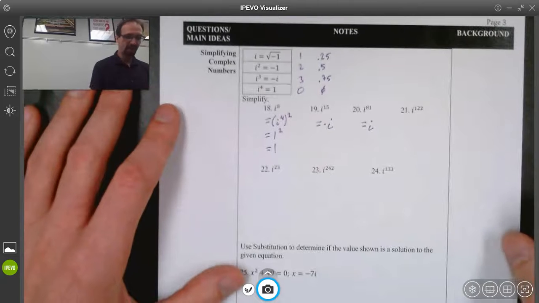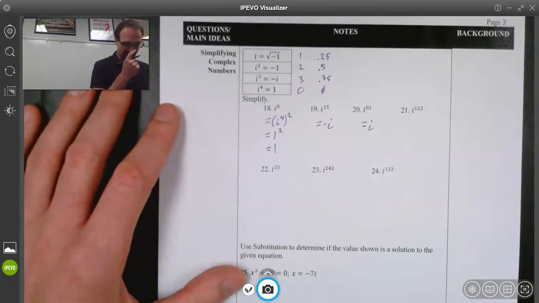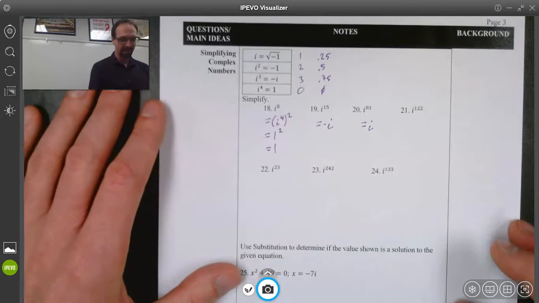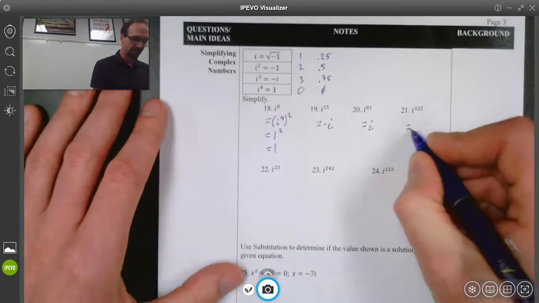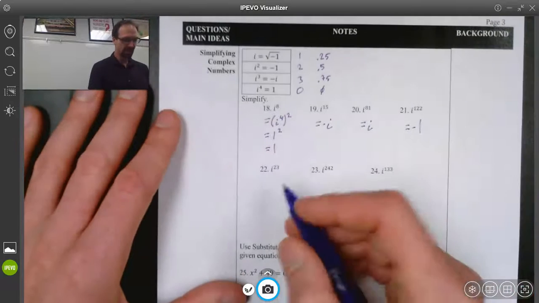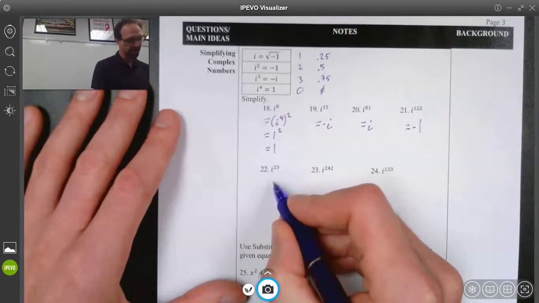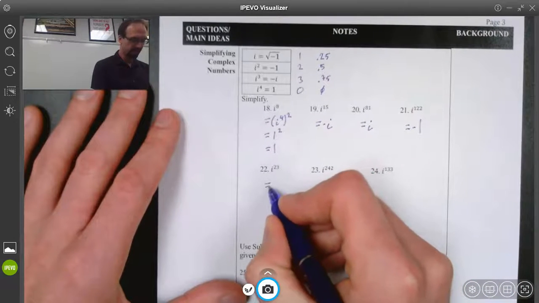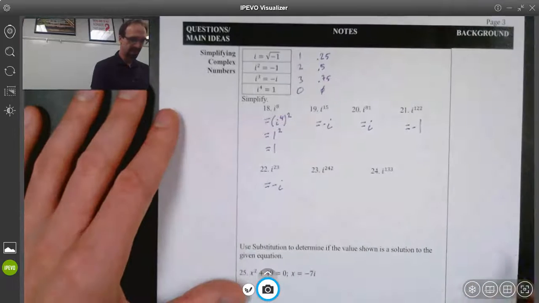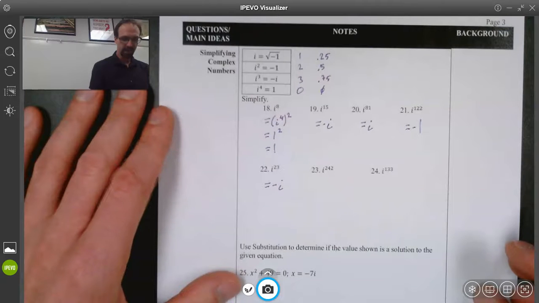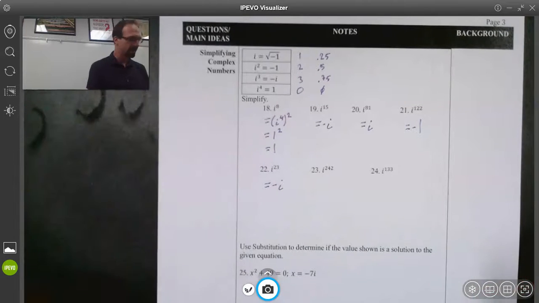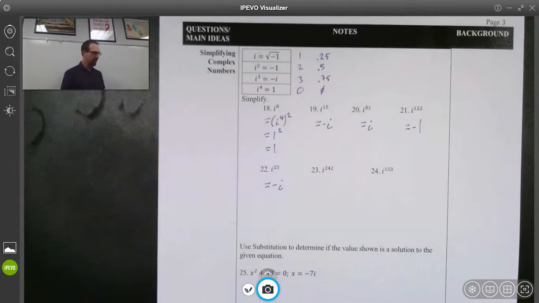i to the 122nd. i to the 4th is going to go into that, 120 times evenly. So I'm going to have i squared left over. So that's going to be equal to negative 1. i to the 23rd, 20 times with 3 left over. So that's going to be equal to negative i. And then i to the 242. So let's see, I don't feel 100% confident with this. I want to say 240, but I'm not feeling it.